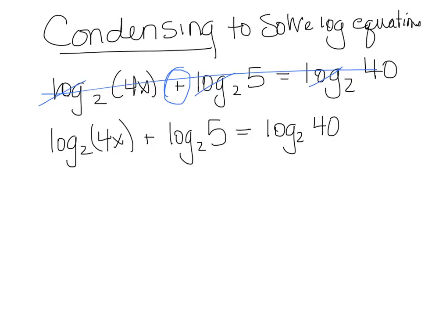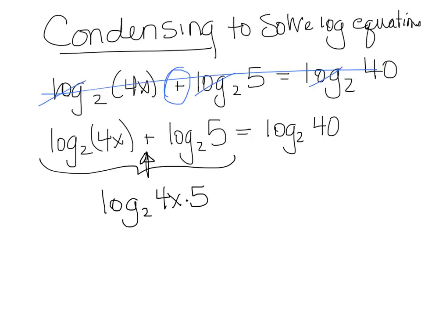Because there is this plus sign right here, we're going to have to condense first and then use that property of logarithms that you want to use so badly. So let's condense these into a single logarithm. So log base 2 of 4x times 5. If I'm adding 2 logarithms, it means I have to multiply those 2 arguments together, is equal to log base 2 of 40.